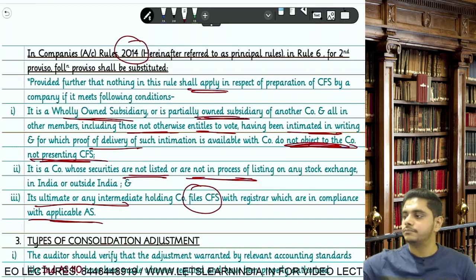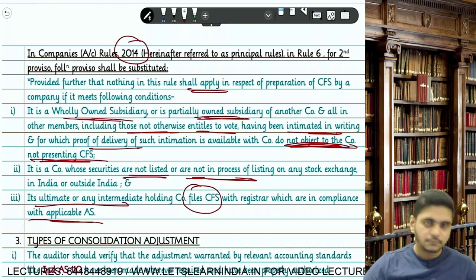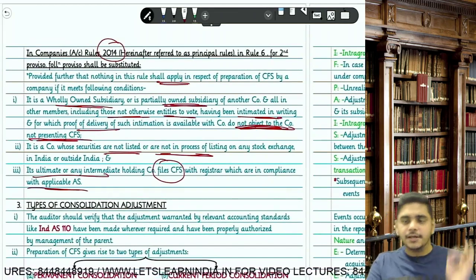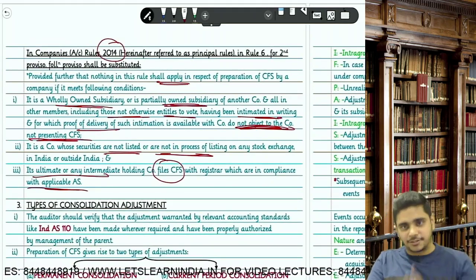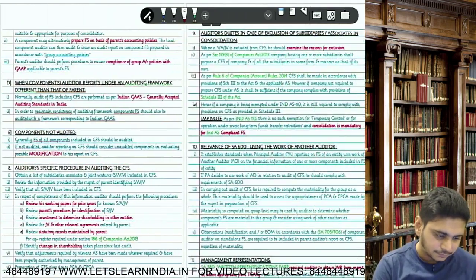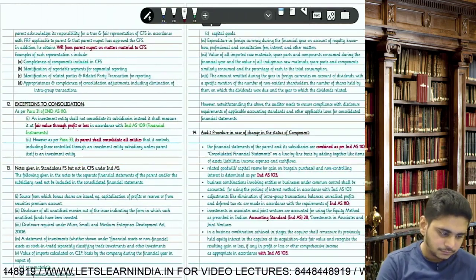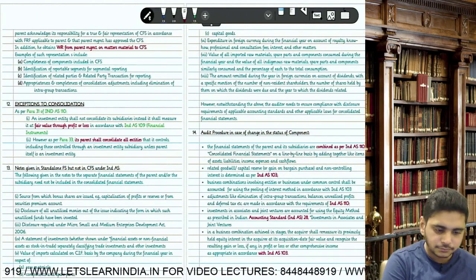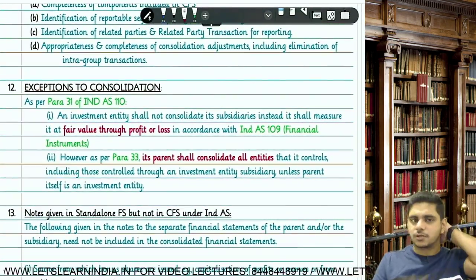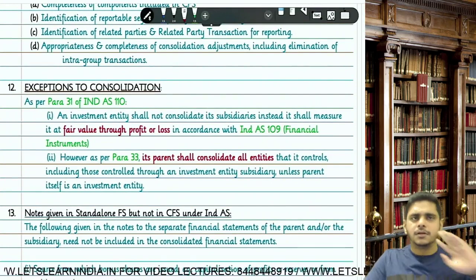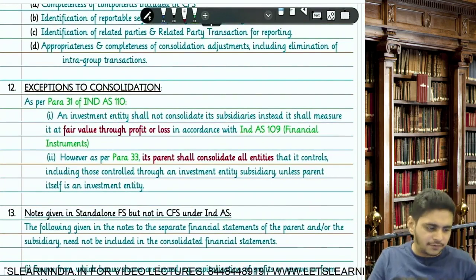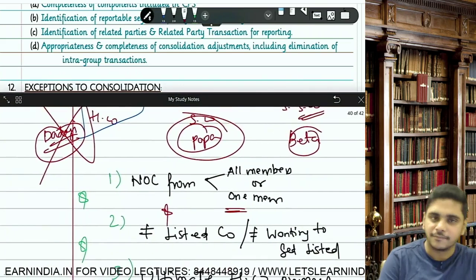Clear? Now, we have done exemption from Companies Act. Let's do exemption as per Ind AS also. That is written in point number 12, exceptions to consolidation. Now listen, you must have learned this in your FR, but again we will repeat it because it comes in the exam.